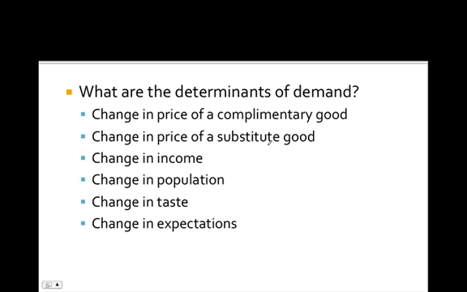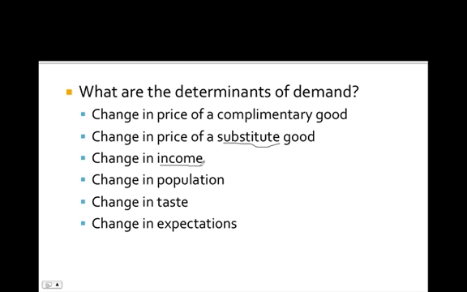Change in price of a substitute good, maybe Coke and Pepsi. If Coke becomes more expensive and Pepsi does not, then we can expect that we'll sell more Pepsi. Some of you might never switch over, but some people are savvy shoppers and will pick up the Pepsi on sale instead.